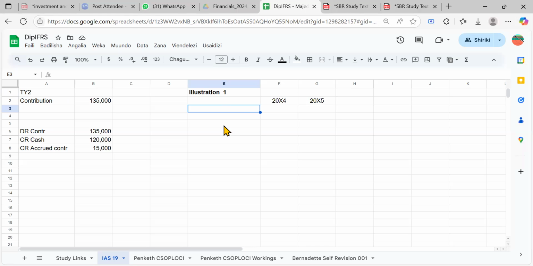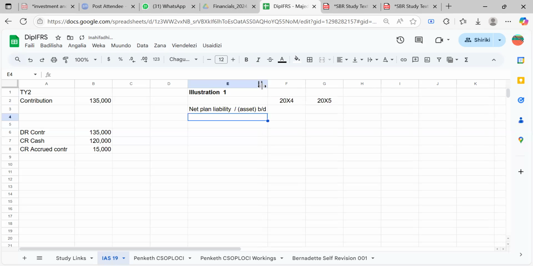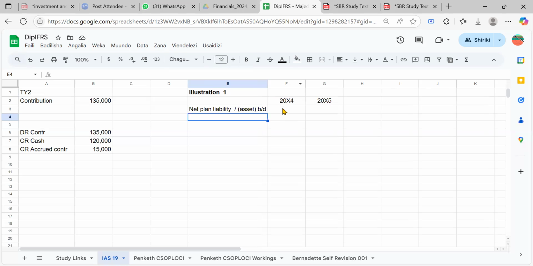Okay, so we start with the net plan obligation or net plan liability for the asset. For an asset, they like to use the negative, so let us do that to simplify matters. This is the opening balance. We can say BD, balance brought down. For 20x4, we are told the obligation was 140 and the asset was 80.